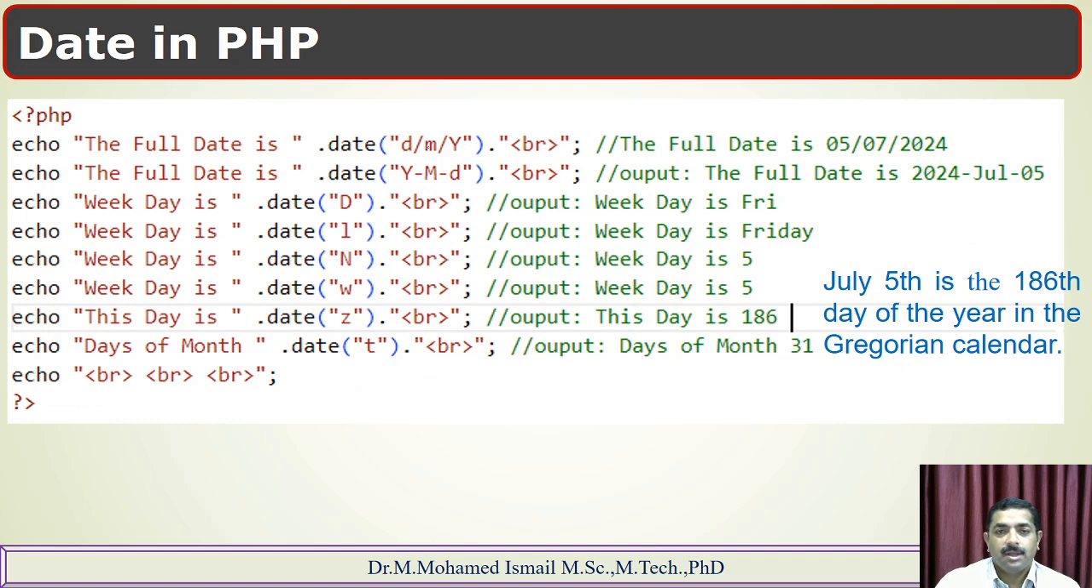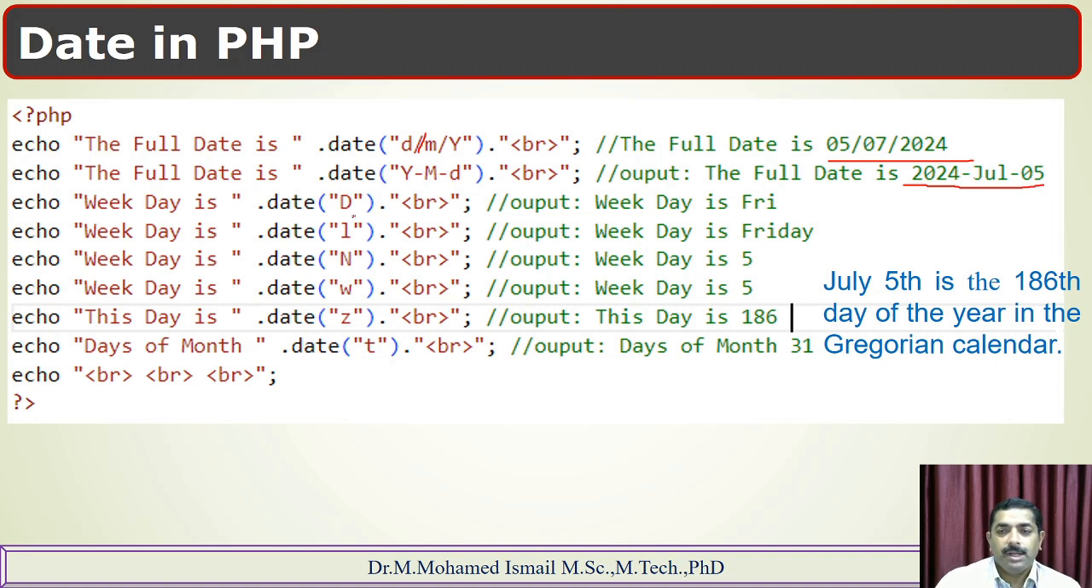So like that, using the date function, full date with small d, small m and capital Y, that means 5/7/2024. In between I am using the slash, so it's printing like that, 5/7/2024. In another format, capital Y, capital M and small d: 2024, Jul in 3 letters, and 5.